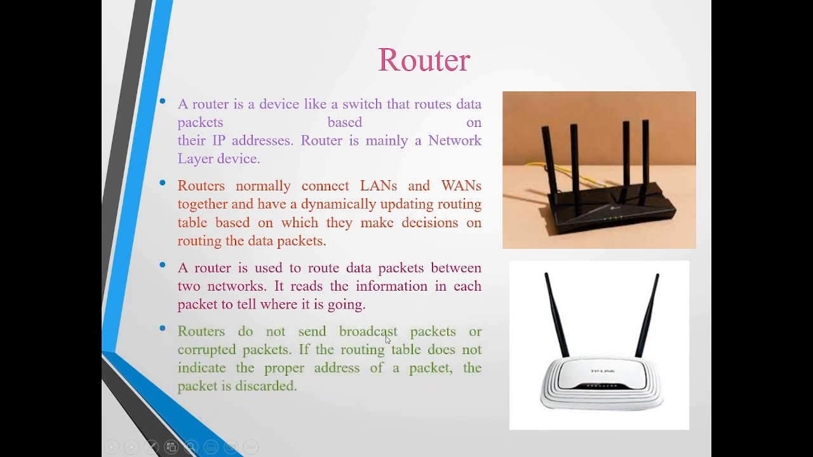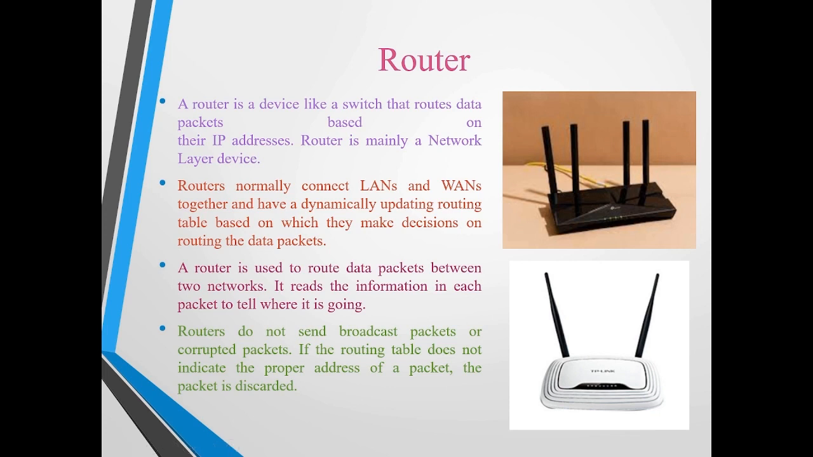It does not send broadcast packets, meaning it is one kind of intelligent device. It is not just like hubs and bridges. Okay, this is an intelligent device which doesn't broadcast any of the file, which doesn't broadcast any of the corrupted data packets within the network. If the routing table does not indicate the proper address of the packet, then the packet would be discarded or the packet would not be coming in your network. Okay, so this is one kind of network device, that is router.